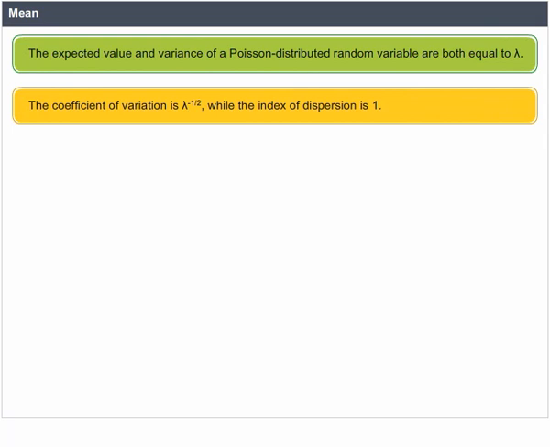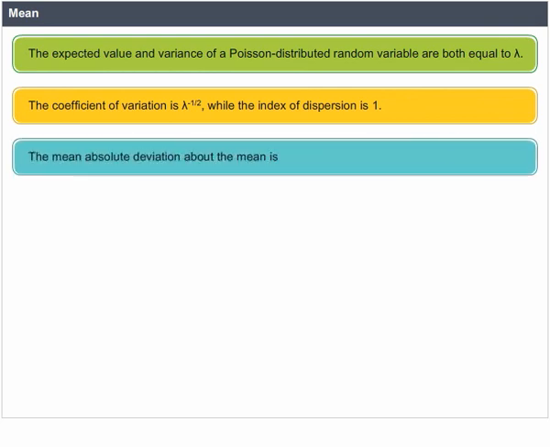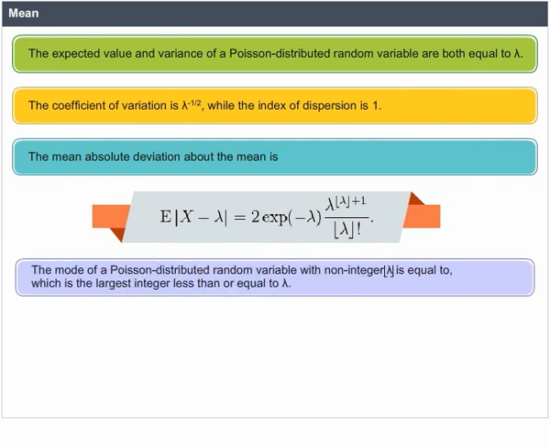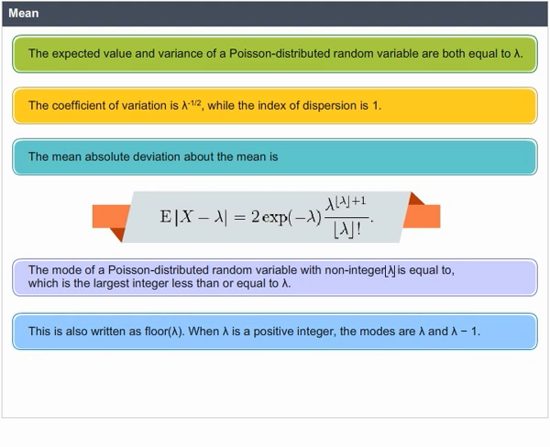The mean absolute deviation about the mean is the expectation of |X minus lambda|, equal to 2 times e to the power minus lambda, into lambda to the power floor of lambda plus 1, divided by floor of lambda factorial. The mode of a Poisson distributed random variable with a non-integer lambda is the largest integer less than or equal to lambda. This is also written as floor of lambda. Where lambda is a positive integer, the modes are lambda and lambda minus 1.